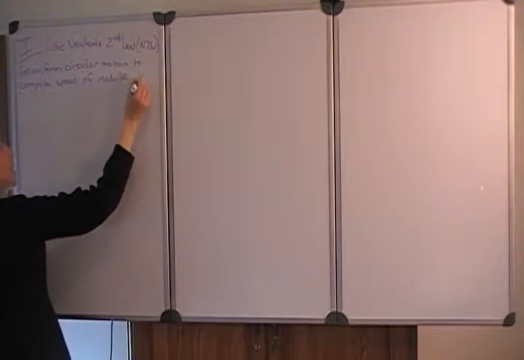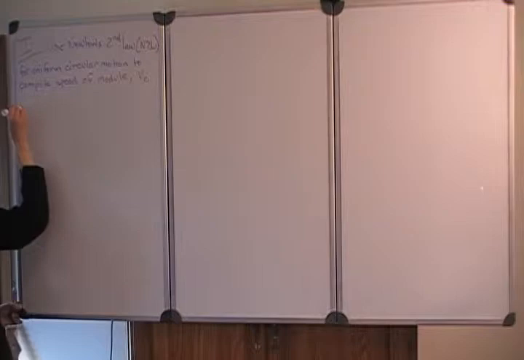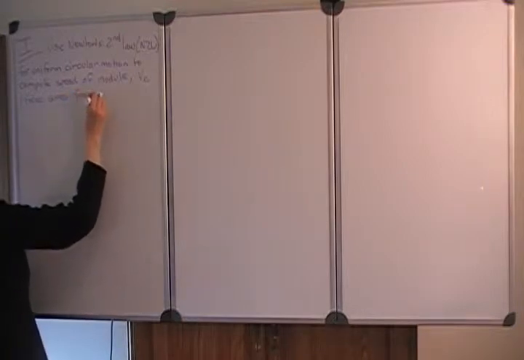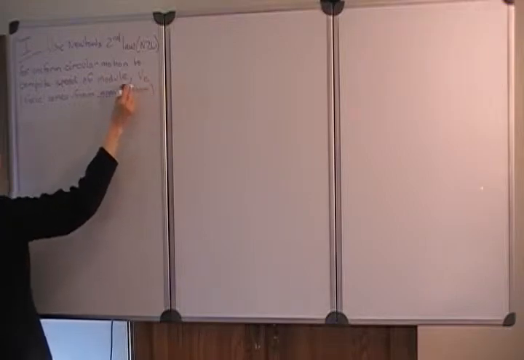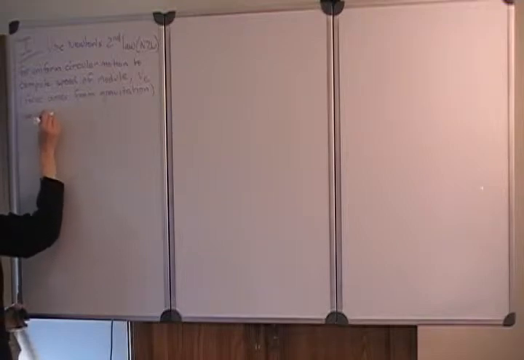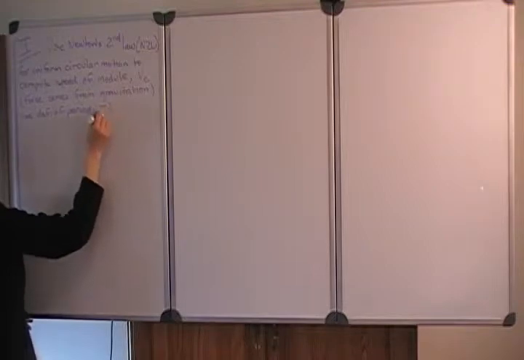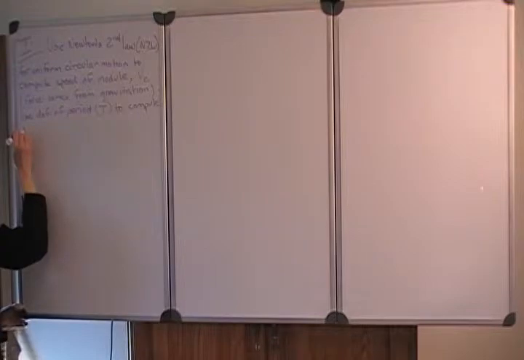We'll call the speed of the module V sub C, C for command. So let's just make our note that the force comes from gravitation. And then we'll use the definition of the period, which we'll call capital T. And we're told that the astronaut is out of communication for half that time. So that's what we're looking for.